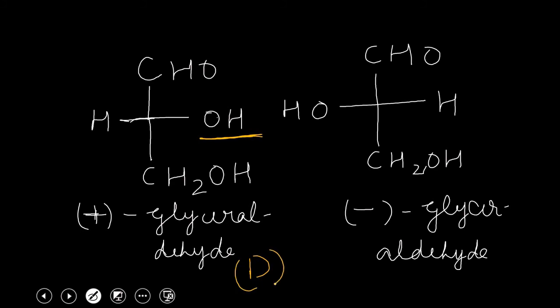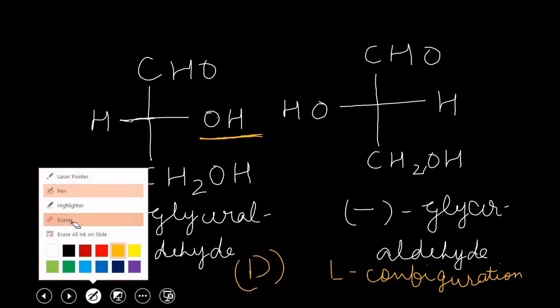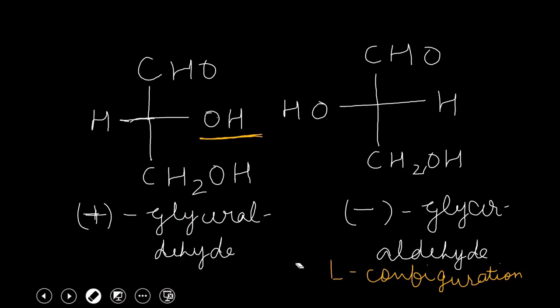Whereas those which are related to the minus isomer have the L configuration. So I am writing here L configuration before the minus isomer of glyceraldehyde. This is the minus isomer, this is the L configuration. And what I should write here? This is the D configuration. So I am just writing here, this is D configuration.